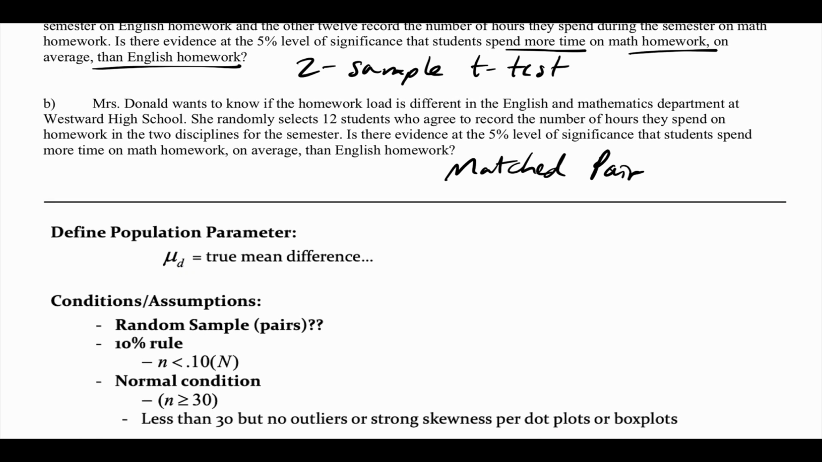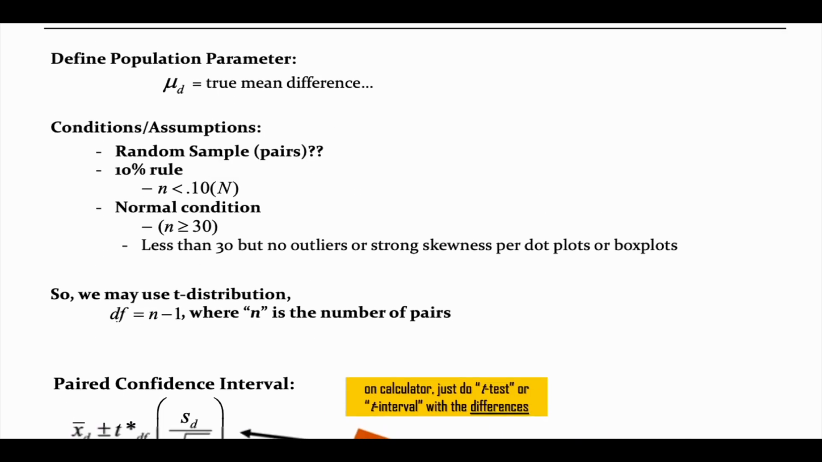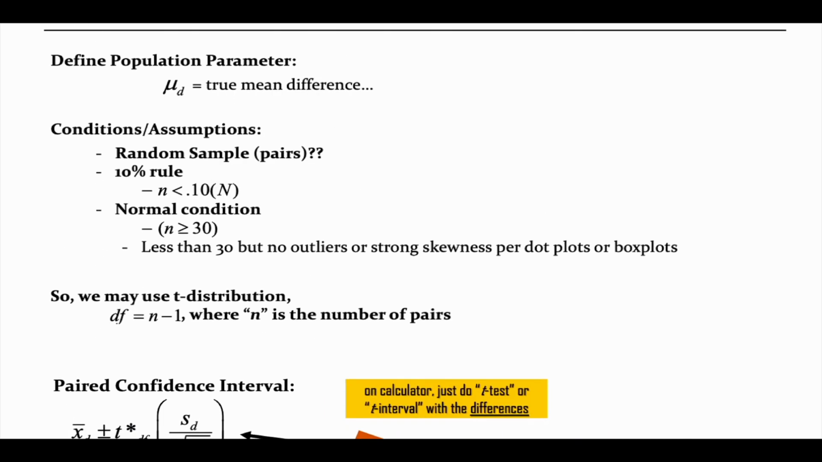Okay, so we only have one population. It's the differences. One population, it's the differences. Okay? There's only going to be one. It's not going to be two because you're just looking at the individual differences. Okay? So conditions, assumptions, we don't look at the data. We look at the differences in the data. All we're focused on is the difference.